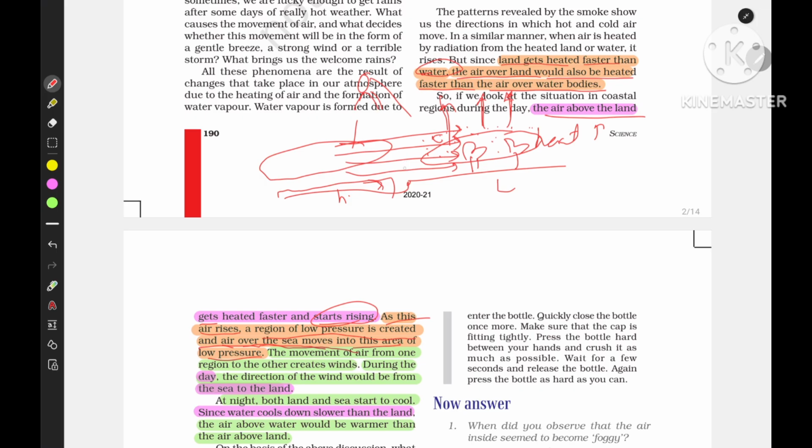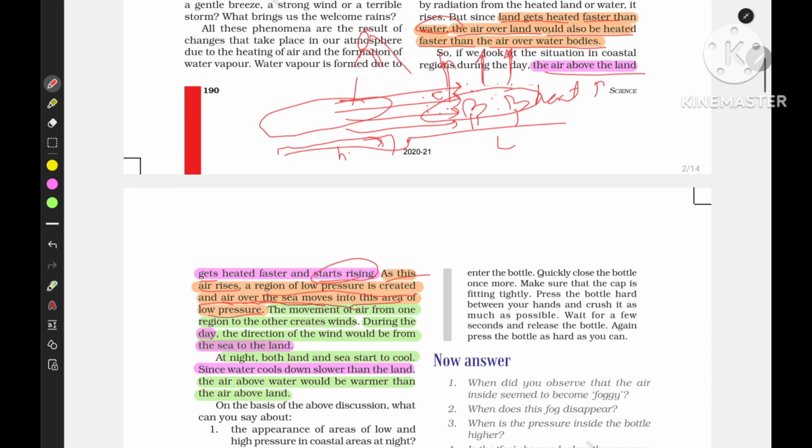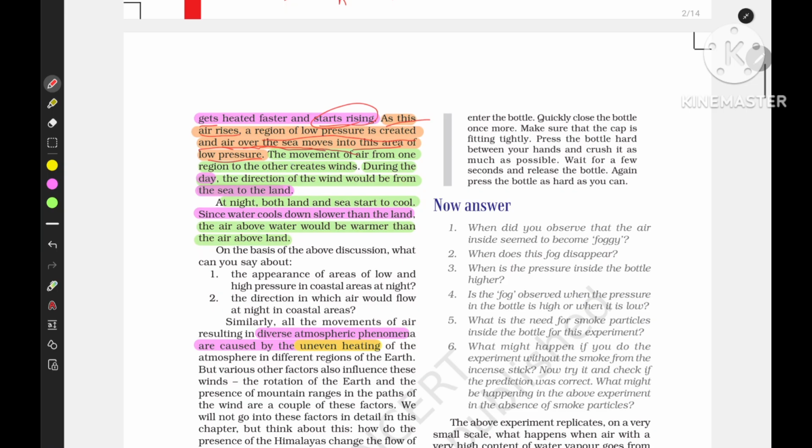This is how the wind travels during the day from the sea to the land, because of this uneven heating and creating a low pressure area over the land in the day. The movement of the air from one region to another creates wind. During the day, the direction of the wind would be sea to land.